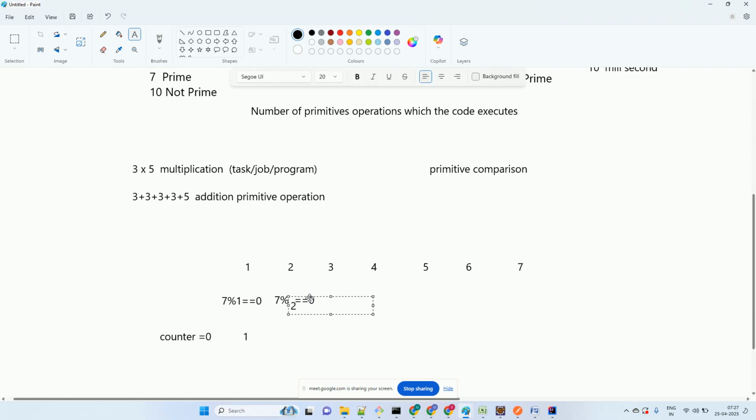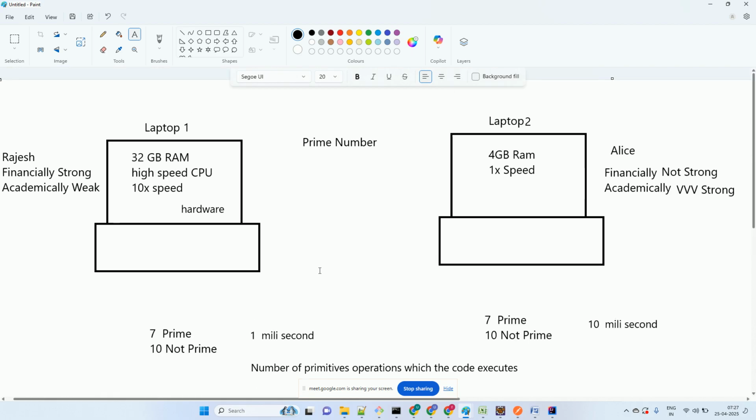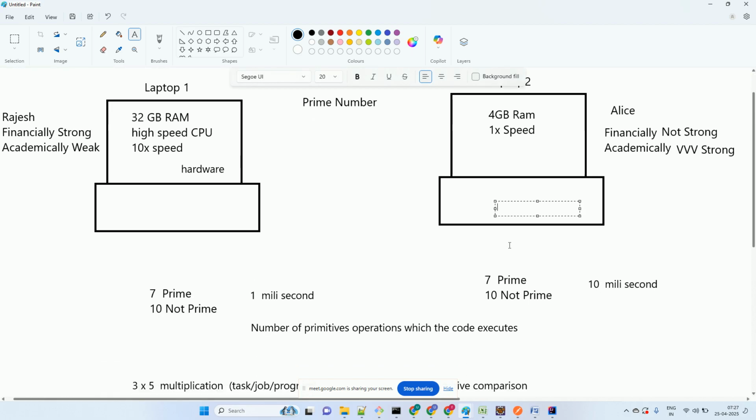Comparison. So the number of times I will compare. So if Alice has compared 3 times, even though her answer, because of our hardware restriction, took 10 milliseconds, she has done the primitive operation of comparing 3 times.